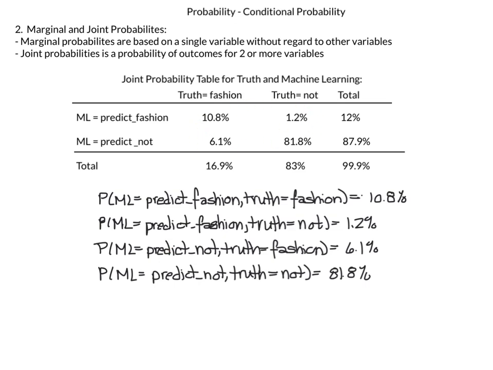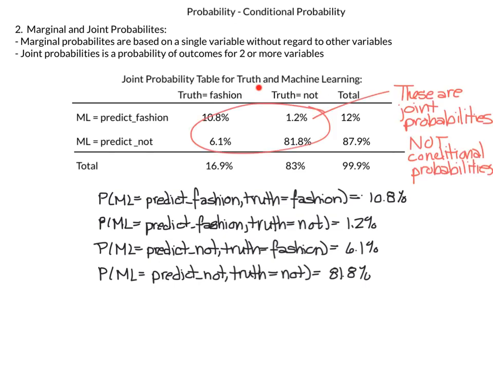Probability machine predicts not fashion and truth equals fashion. That would be machine learning not and truth equals fashion. That intersection is at 6.1%. So again, 6.1% of the photos have the variable truth equals fashion and machine learning equals predict not.